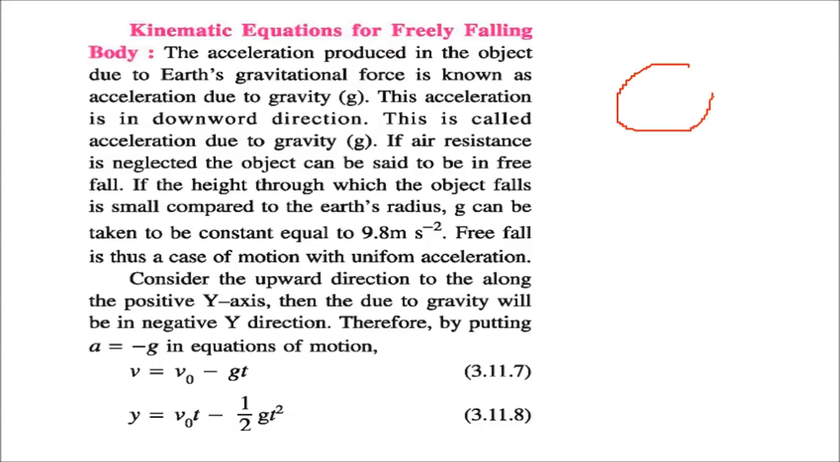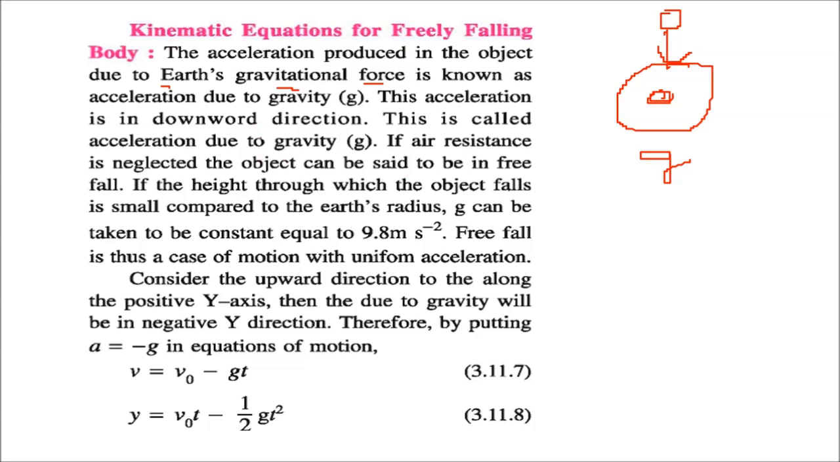Earth has its own gravitational pull, which is known as Earth's gravitation force, and we know it as acceleration due to gravity. This acceleration due to gravity always acts downwards, if the object is like this. This is actually at the center of the earth. So anything is pulled by the center of the earth.